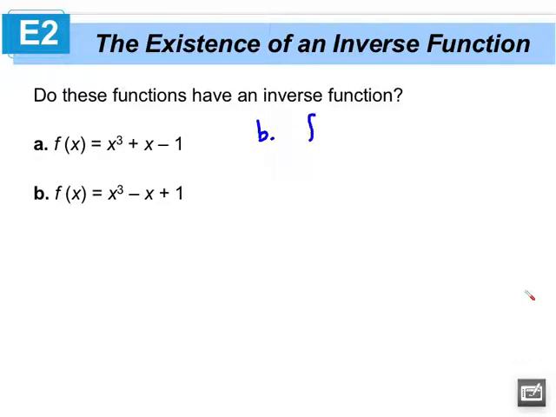We'll do B. F prime of x is 3x squared minus 1. Where's the critical number? Plus or minus square root of 1/3. Say again. Plus or minus square root of 1/3. Well done.